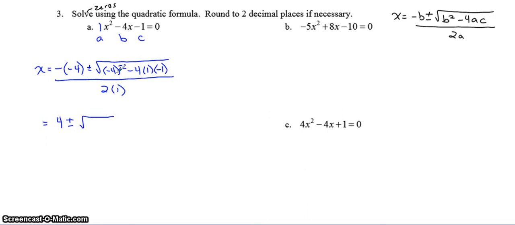Your next step is to figure out what is underneath the square root sign. Do all of this in one step and use your calculator. When using your calculator here, you get that that is equal to 20. Next, what you're going to do is take the square root of 20, and it says to round to 2 decimal places. So the square root of 20 is 4.47.